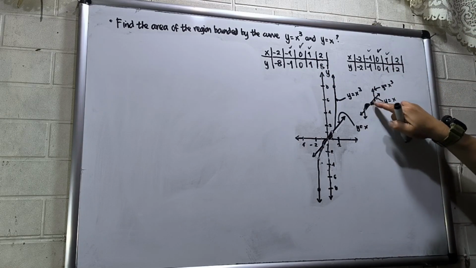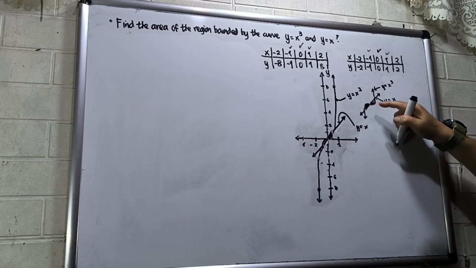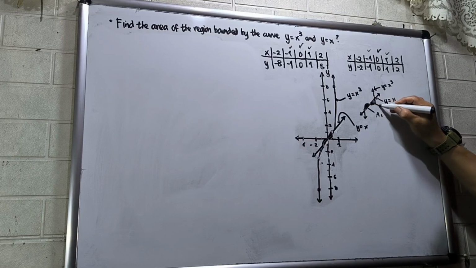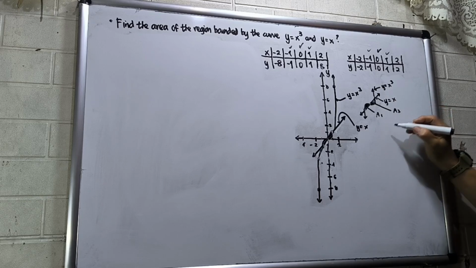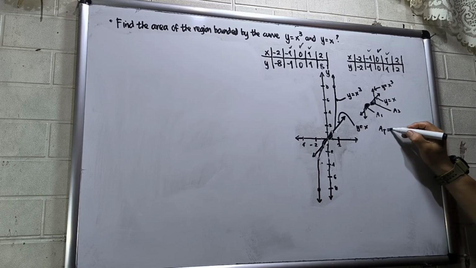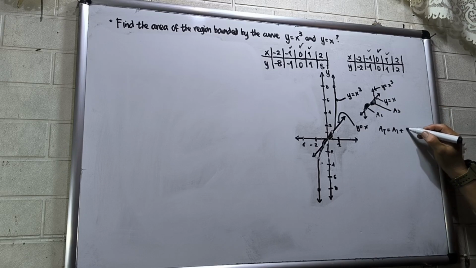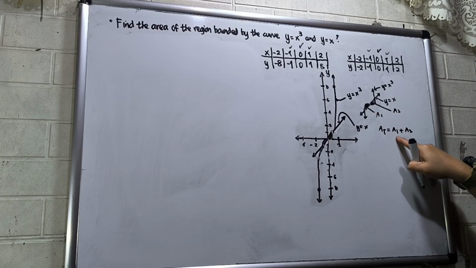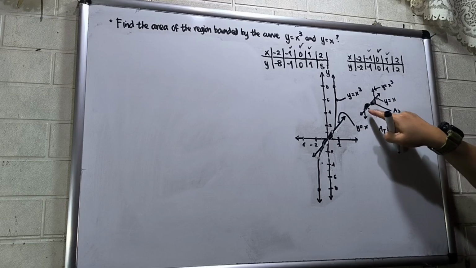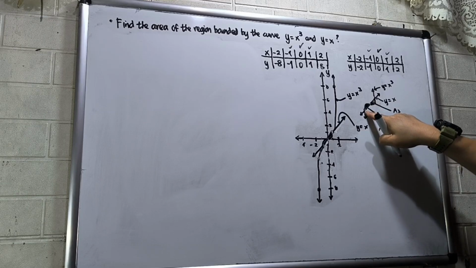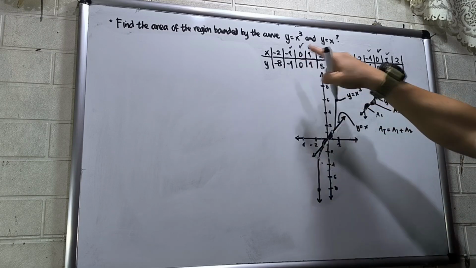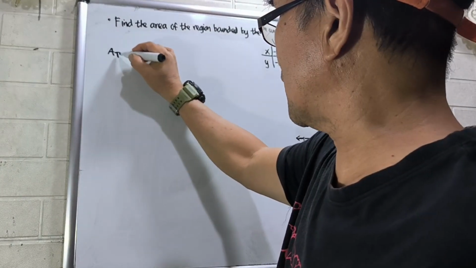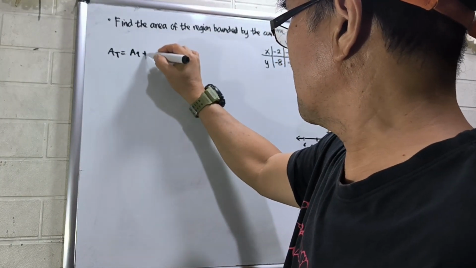So the figure looks like this. So the first area will be this one. So this is area 1. Then this one will be area 2. So meaning area total is equal to area 1 plus area 2. Okay? Now we will start from area 1. So the limits are from negative 1 to 0. So I will write in here area total is equal to area 1 plus area 2.